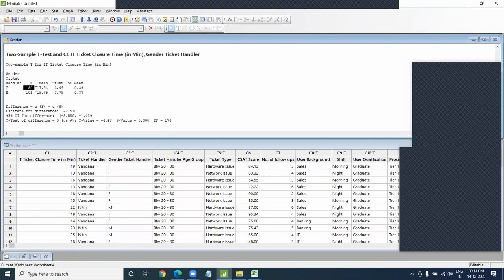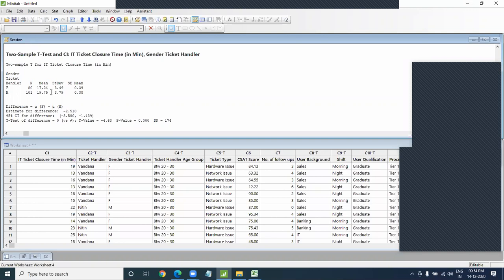Females have 80 data points in this sheet, and they have an average of 17.24. Males have 101 data points, and they have an average of 19.75 minutes. This is ticket closure time, so lesser is better. Females are doing a far better job.